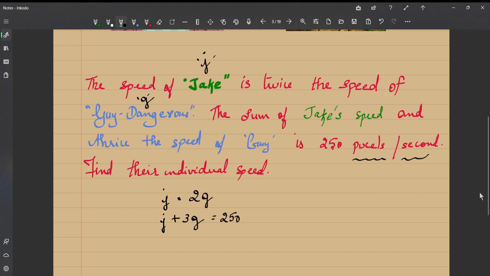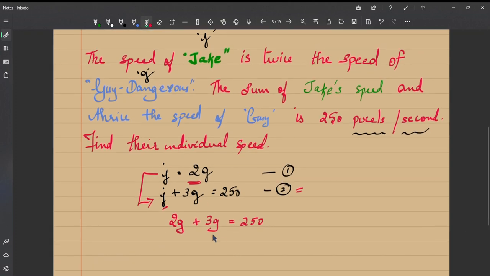So we have two equations now, 1 and 2. From the first equation, we see that the method of substitution is going to be very easy for us in order to find the unknowns. In the second equation, if you substitute the first, since J is equal to 2G, instead of J I can write 2G plus 3G is equal to 250. I am just rewriting the second equation in terms of the first.